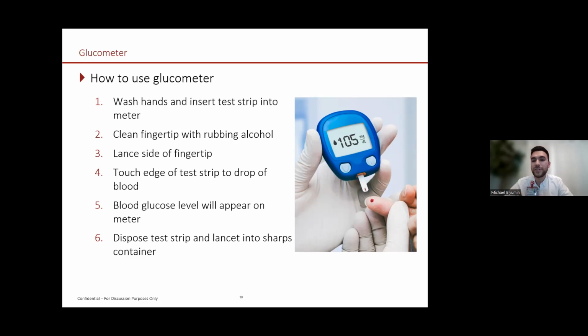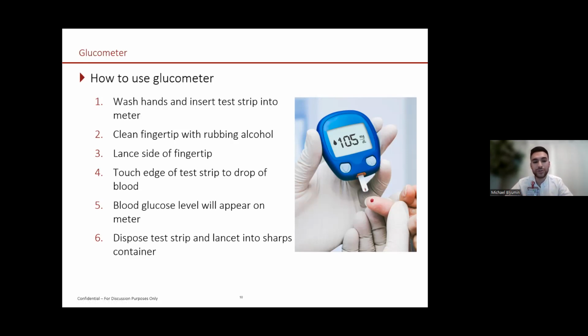Next, we want to clean the fingertip you'll be using with some rubbing alcohol, and let it dry. And then we're going to lance the side of the finger. The side of the fingertip can get us a nice bubble of blood and should be less painful than directly on top of the fingertip. Then you get that bubble that you see here in the picture, and you're just going to tap it to the edge of the test strip. You can see where exactly you want that. Really, you need a very minimal amount of blood typically.